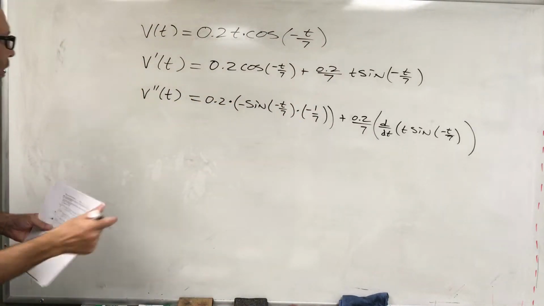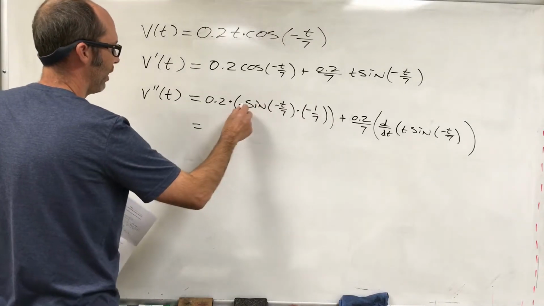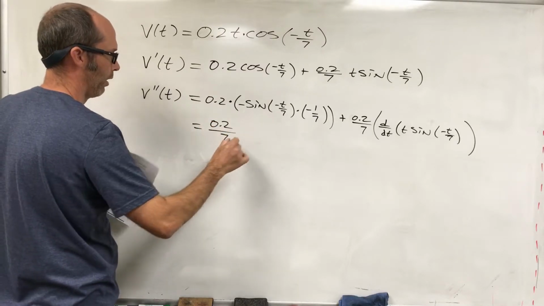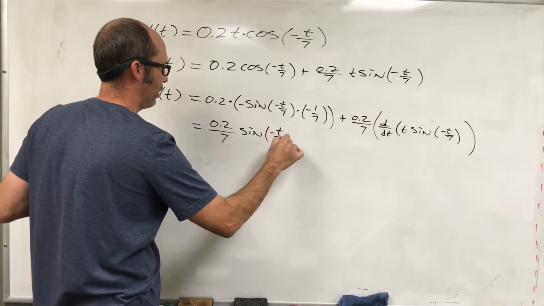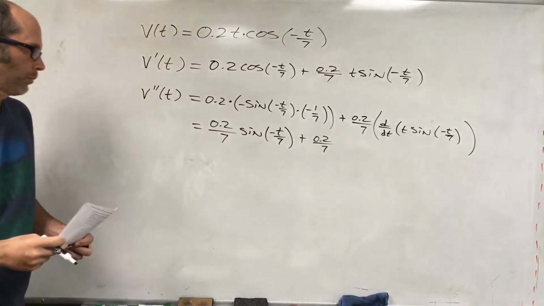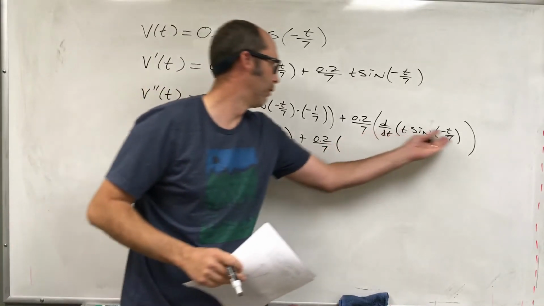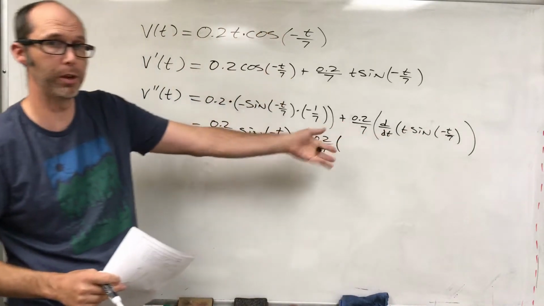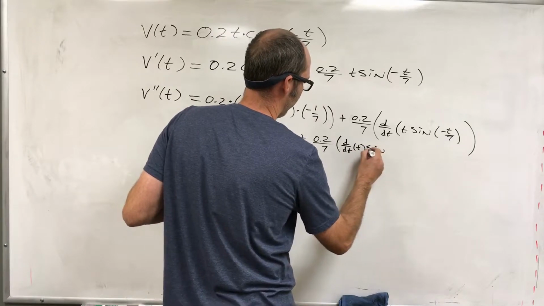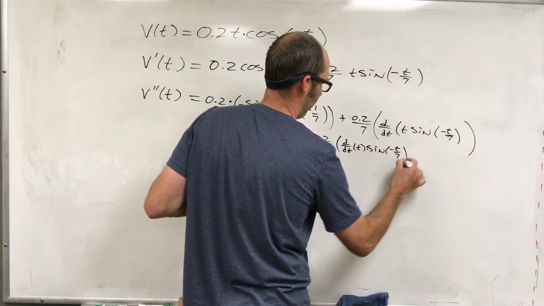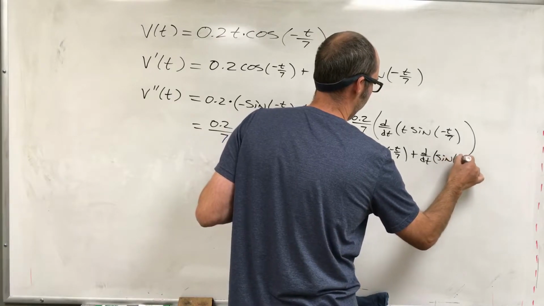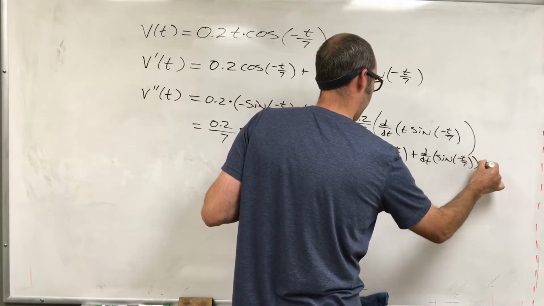All right, simplifying a little bit here. Again, a negative and a negative, and the 1/7 we could bring up front. So we got 0.2 over 7 sine of negative t over 7 plus 0.2 over 7 times the derivative of t sine of negative t over 7. That's a product, so we got to use the product rule. So we've got d dt of t times sine of negative t over 7 unchanged, plus d dt of sine of negative t over 7 times t unchanged.